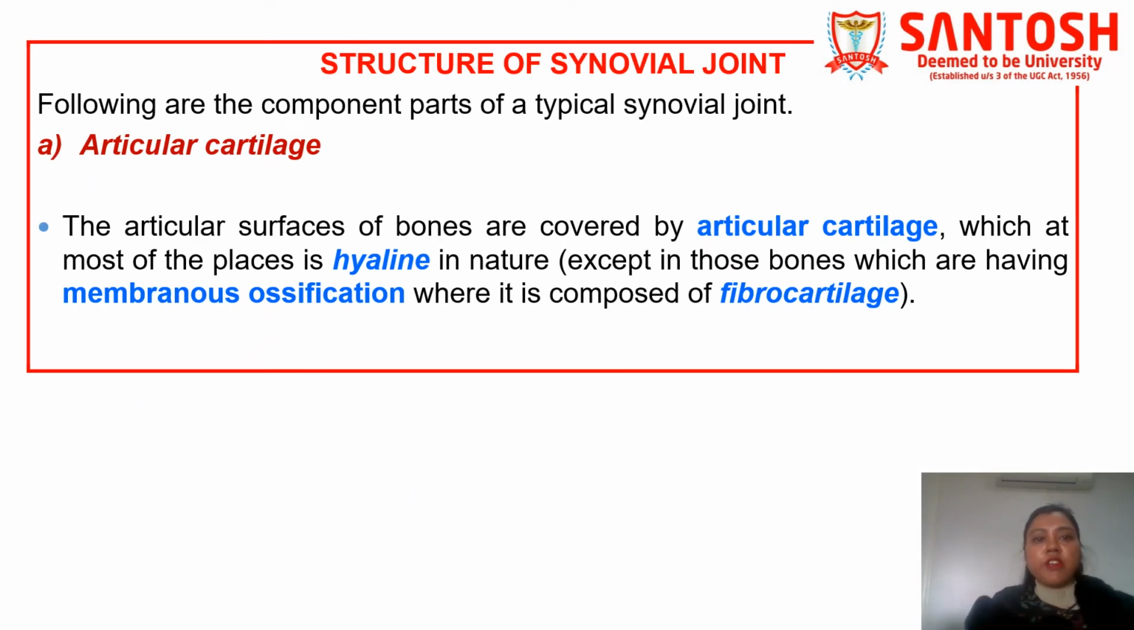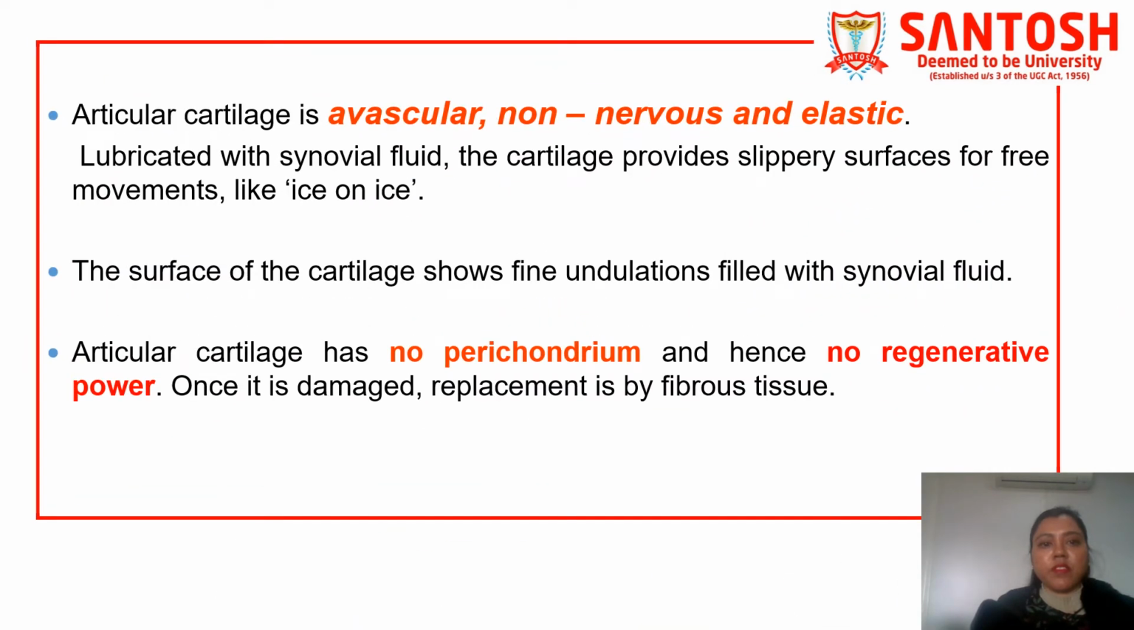So what is the structure of a synovial joint? The articular surface is covered with hyaline cartilage. Articular cartilage is avascular, non-nervous and elastic. It is lubricated with synovial fluid, which provides nutrition and a slippery surface for free movements, like ice on ice. The surface of the cartilage shows fine undulations filled with synovial fluid. It is devoid of perichondrium, hence no regenerative power, so replacement is possible only by fibrous tissue.